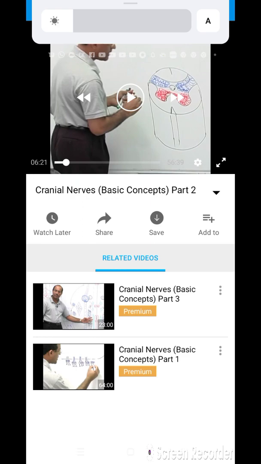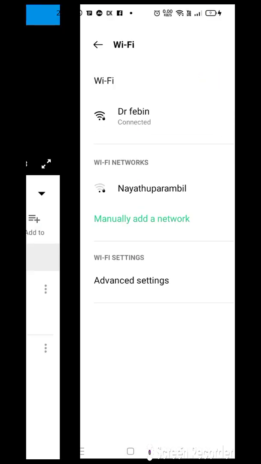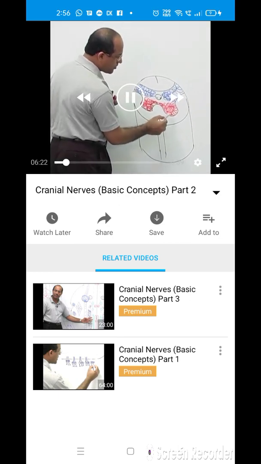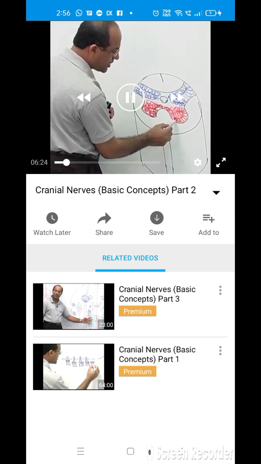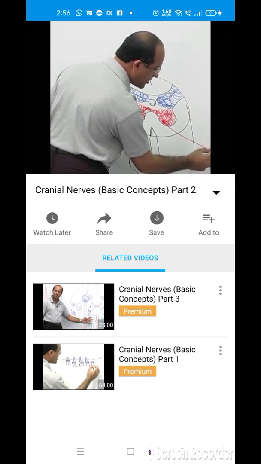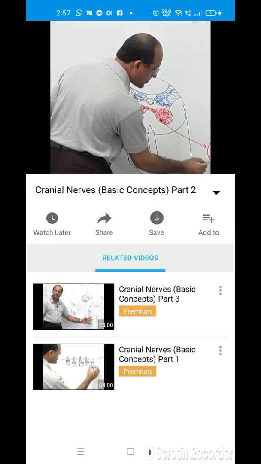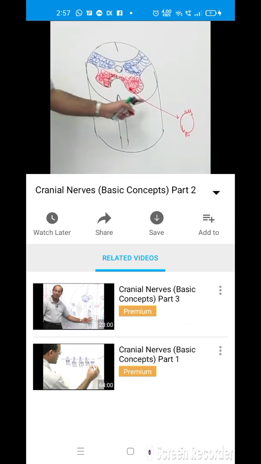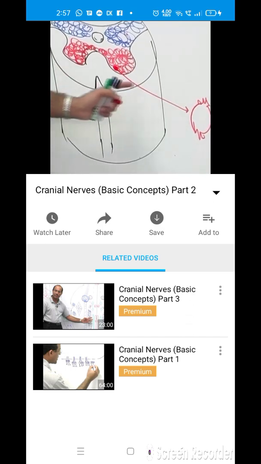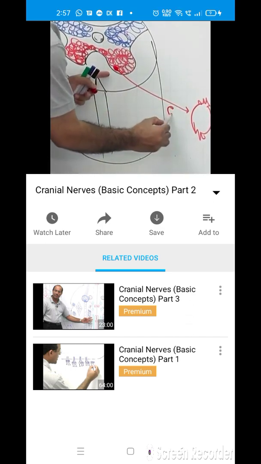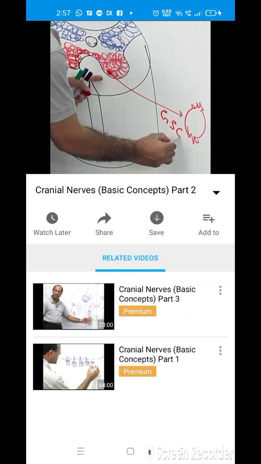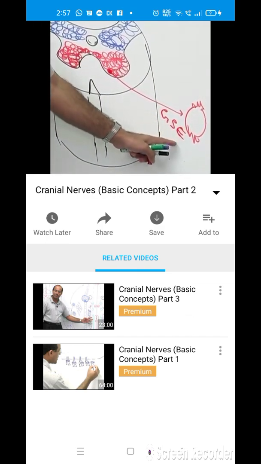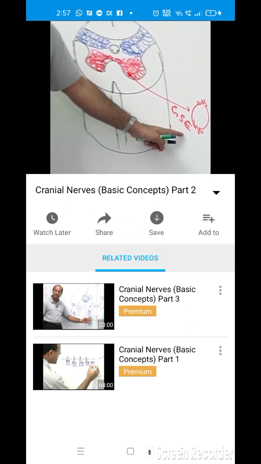Look here. The motor fibers, look now, which are going directly from here to the muscles. These are called efferent fibers. And these fibers which are going to the skeletal muscles, these are called general somatic efferents. General somatic efferent. Right?